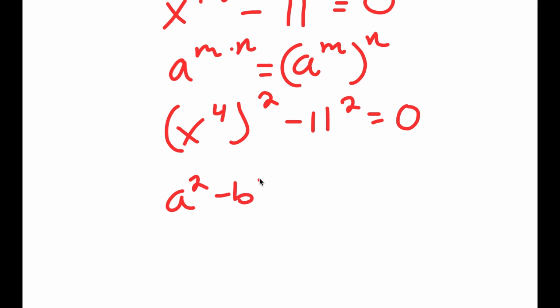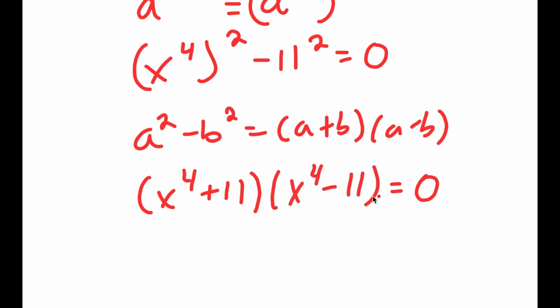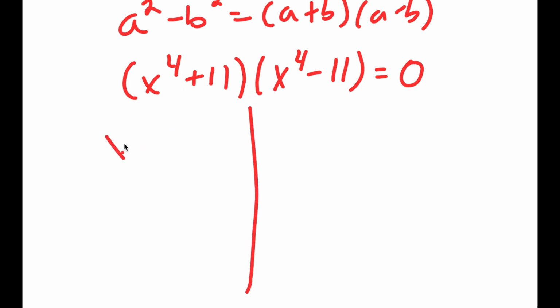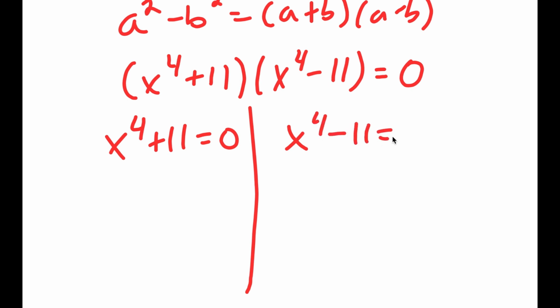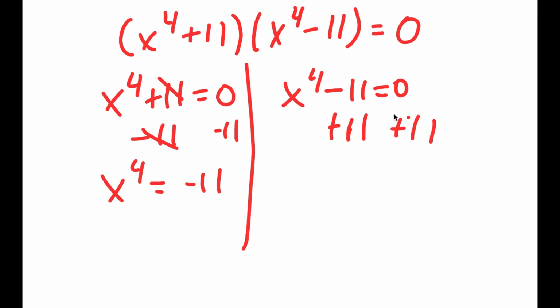Now if I have something in the form a squared minus b squared, this is equal to a plus b times a minus b. So in this case, this is going to equal x to the power of 4 plus 11 times x to the power of 4 minus 11 is equal to 0. Now this is going to equal x to the power of 4 plus 11 equals 0, and x to the power of 4 minus 11 equals 0. So for x to the power of 4 plus 11 equals 0, I subtract 11 on both sides, and I get x to the power of 4 is equal to negative 11. And for x to the power of 4 minus 11 equals 0, I add 11 on both sides, and I get x to the power of 4 is equal to 11.